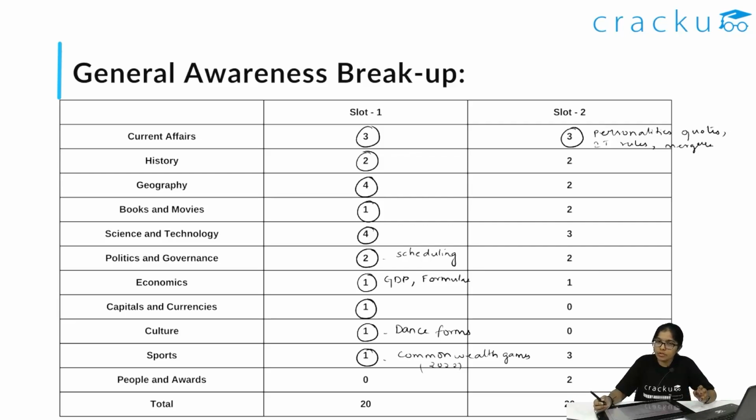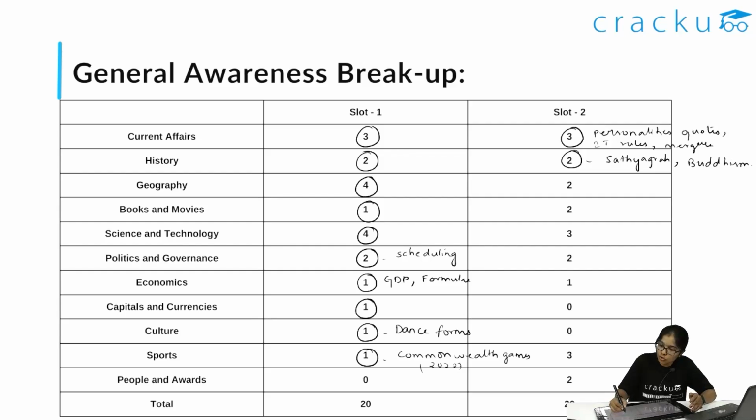And next, coming to history, we got two questions in slot 2. The questions are on who was chosen as the first satyagrahi to launch the individual satyagraha in 1940, and there is another question on Buddhism, which was given in the form of statements. One question is on Satyagraha and the other one is on Buddhism.